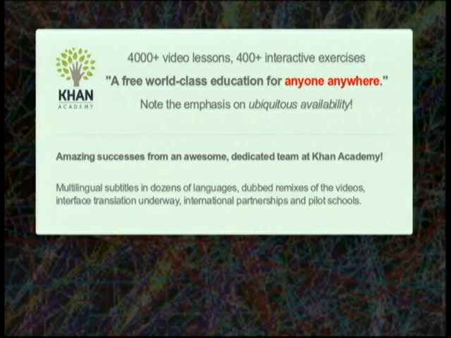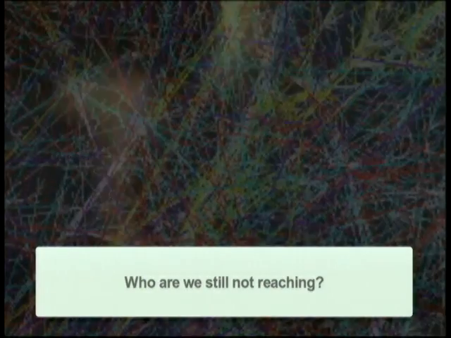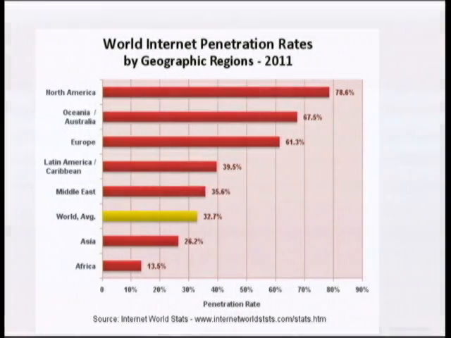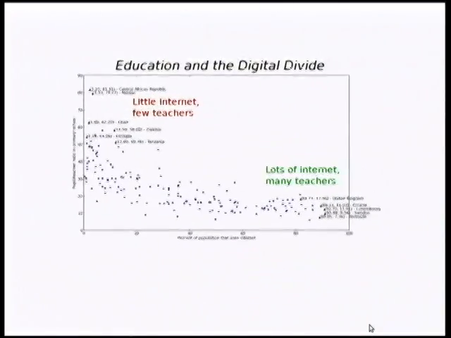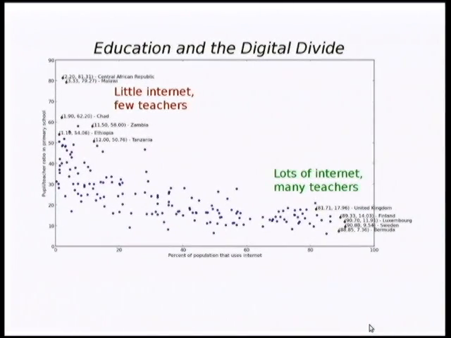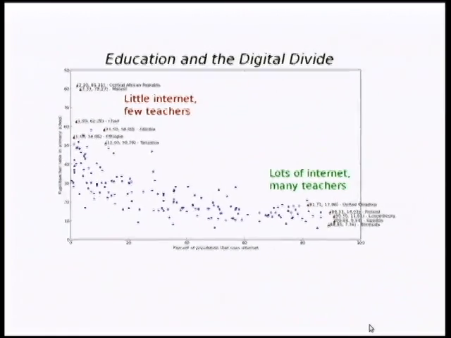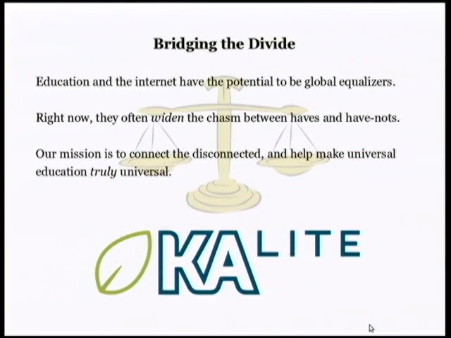They've done a lot of great work on this front with translations, dubbing, etc. But the question is, who are we still not reaching? What about those who are beyond the fringes of this global network? It turns out that two thirds of the world is beyond the fringes of this global network, and so they're not able to take advantage of these resources. And it's even worse than that, because the places that need educational resources most are the same ones that don't have internet access.